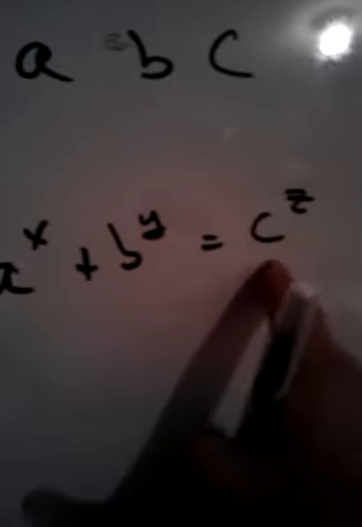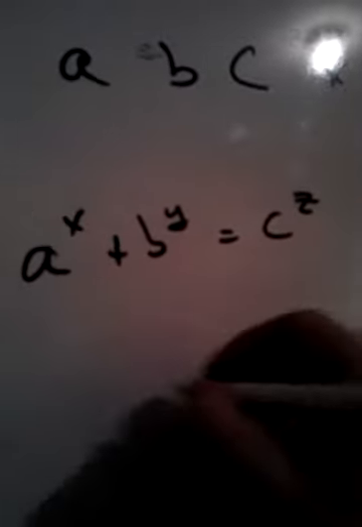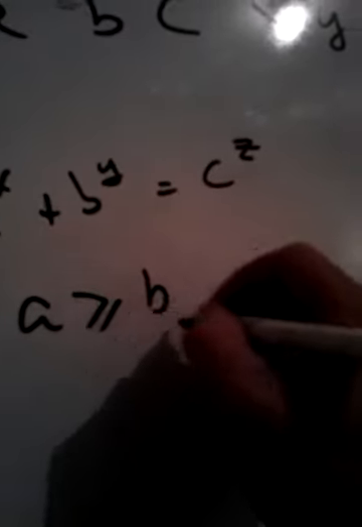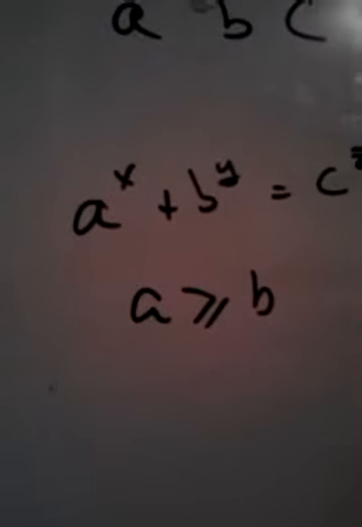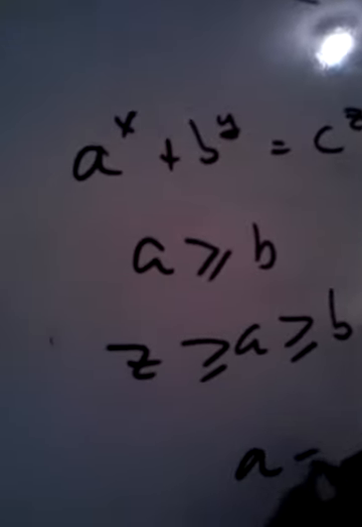So assuming this, I made some observations: A has to be greater than or equal to B in order for this to be a real number, and Z has to be greater than or equal to A, which has to be greater than or equal to B. Then I said let A equal B, because it wasn't illegal, and let X equal Y. So we're going to hold those things constant, or semi-constant. Those are conditions I set up.